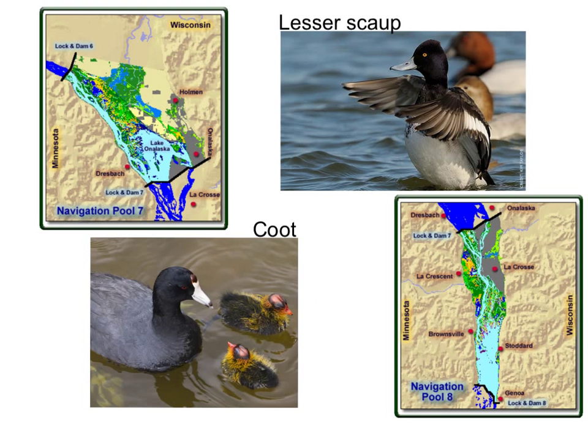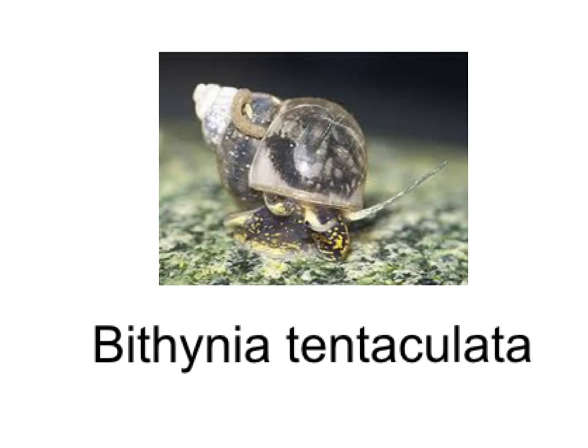Migrating birds fly right over Pool 7 and Pool 8 of the Upper Mississippi River, which is part of the major flyway. The birds primarily involved are lesser scaup and coot. There are tens of thousands of deaths per year because they stop to feed on snails and, more importantly, Bithynia tentaculata, better known as faucet snails.